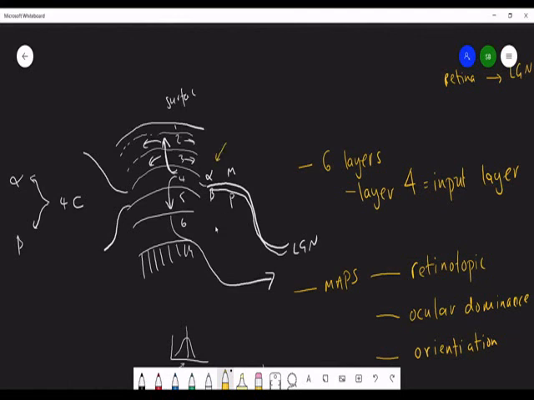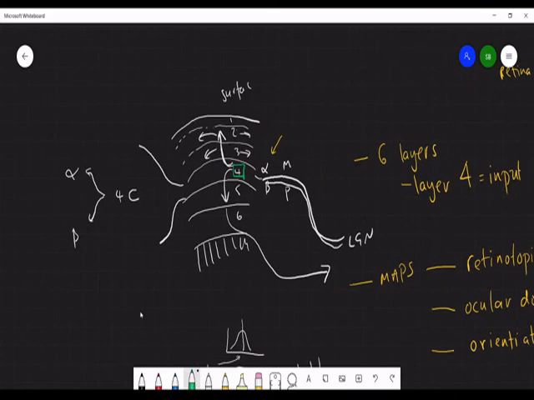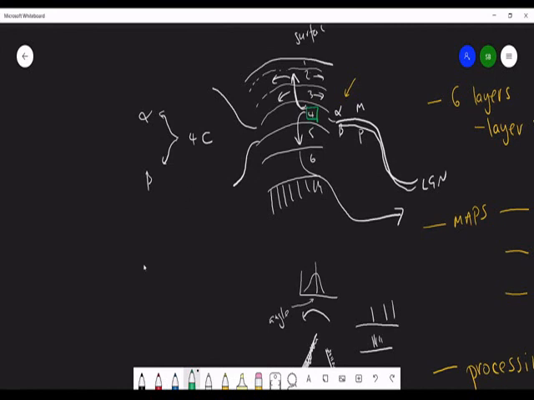What happens is in layer 4, so let's start with layer 4, we find receptive fields that are actually quite similar to retinal ganglion cells. They have a central on and a surrounding off, or conversely, they might have a central off and a surrounding on. So these we call simple cells.